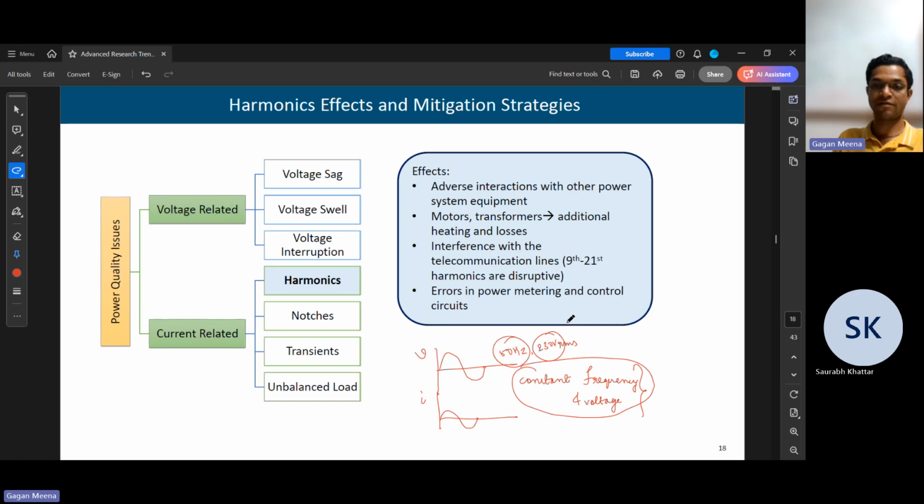And that can be because of different reasons, and they are categorized into two parts. One is the voltage related issues, and the second is the current related issues. In voltage related issues, we can have voltage sag, that means the voltage is reducing. We will see this in the next slide. Then voltage swell, voltage interruption. Harmonics is a current related issue. Another one is notch, then transients and unbalanced load.